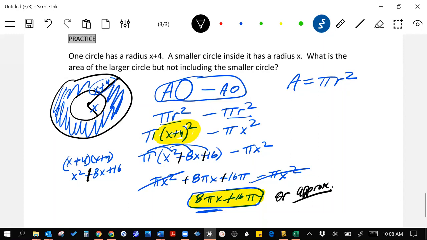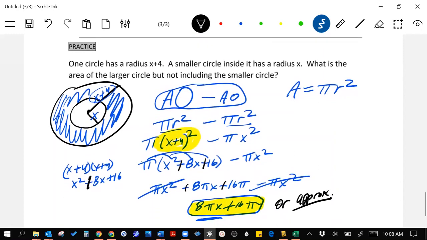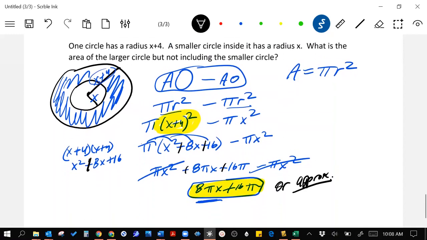And what you do is you check to see what the answer says. Oh, first let's finish this. If I do calculator 3.14, use the pi button also, but 3.14 is a little easier for most of us, and it's more common actually for things. That's 25.12x plus 16 times 3.14, 50.24. So we have two possible answers here.